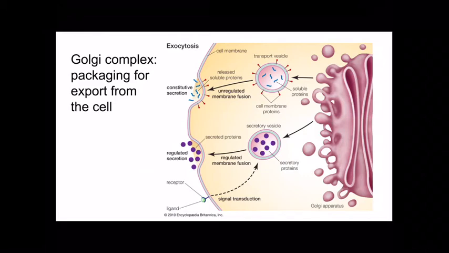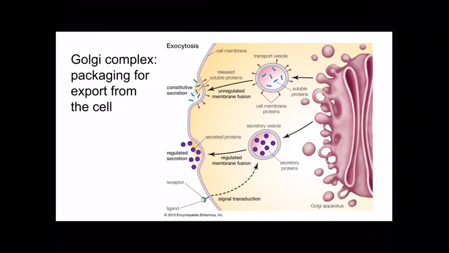So I'll get this ready for export from the cell, and it packages it up and sends a vesicle pinched off from its own membrane, full of that substance, to the cell membrane, where that vesicle merges with the cell membrane and spills the contents outside the cell. So that can happen with fatty substances. What we see in this diagram is it happening with proteins.